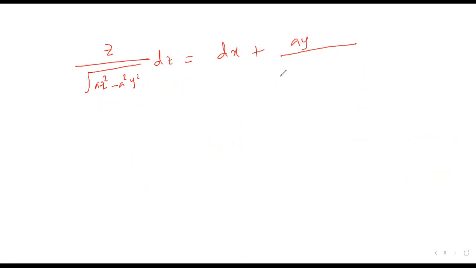Okay, so our equation. For the integration, I'm just taking the terms this side. A z squared minus a squared y squared of dz is equal to dx as it is, and ay divided by this term. What I'm doing is dividing both sides by the coefficient of dx. So it will give a nice integration term, I guess.